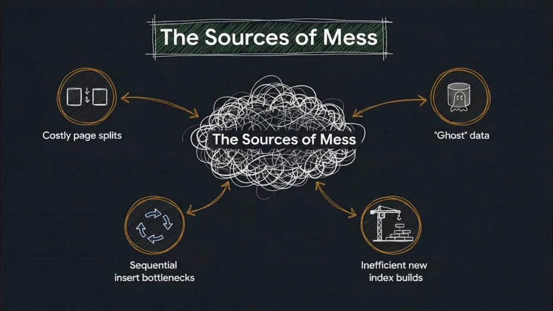So where's all this mess coming from? Well, it turns out there are four main culprits, things that happen all the time in a normal database. You've got these expensive page splits that just create clutter. Then there are sequential inserts that cause these huge bottlenecks, total traffic jams. Plus, building new indexes can be super inefficient. And finally, you have ghost data from deleted records just wasting space. But don't worry, for each of these problems, engineers have come up with some really clever solutions, and we're going to break down every single one.